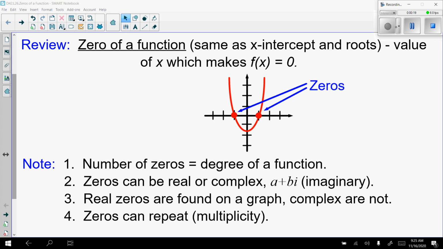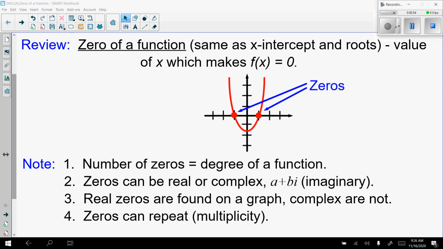As a review, a zero of a function, as you see by the graph, is where the function crosses the x-axis. It is also known as the x-intercept, and it is also known as a root. So once again, zeros, x-intercepts, and roots are all the same. Once again, it's the value of x which makes f(x) equal to 0, as you can see by the graph. Quick note, number 1: the number of zeros will equal the degree of a function.